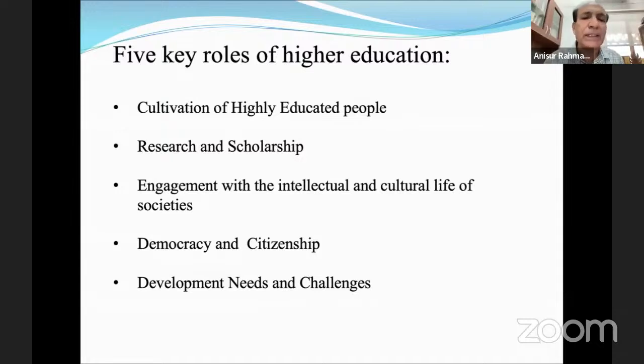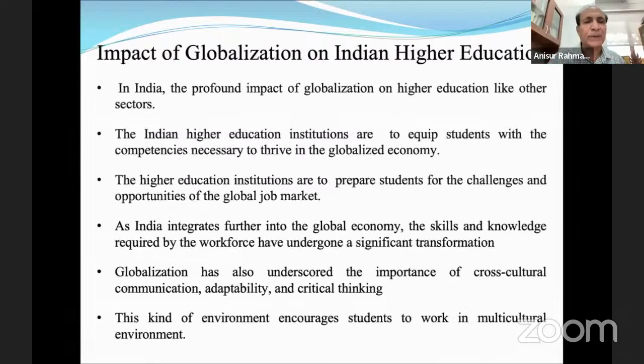So these things are going to happen, no doubt about that. After giving this kind of background, let us now talk about the Indian situation. What is higher education in our own country doing? In India, there is a profound impact of globalization on higher education.